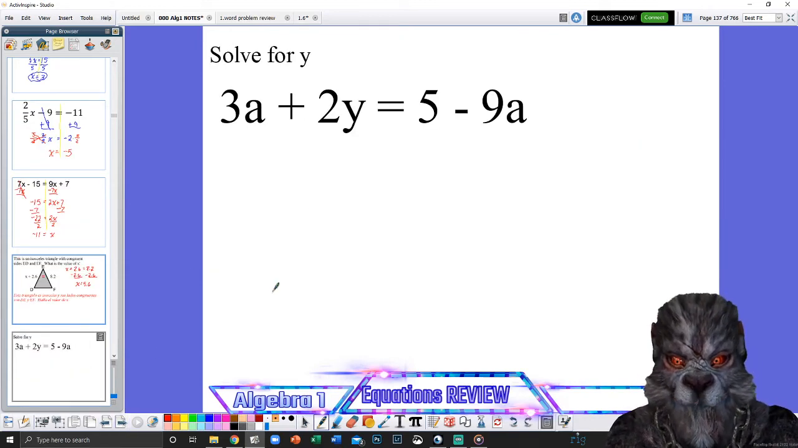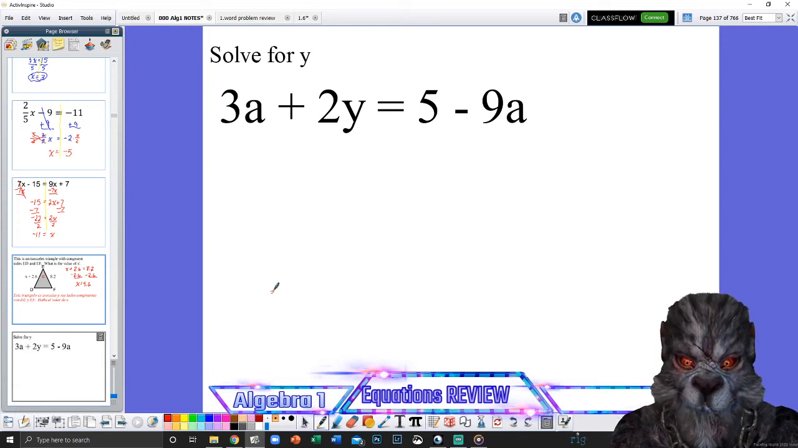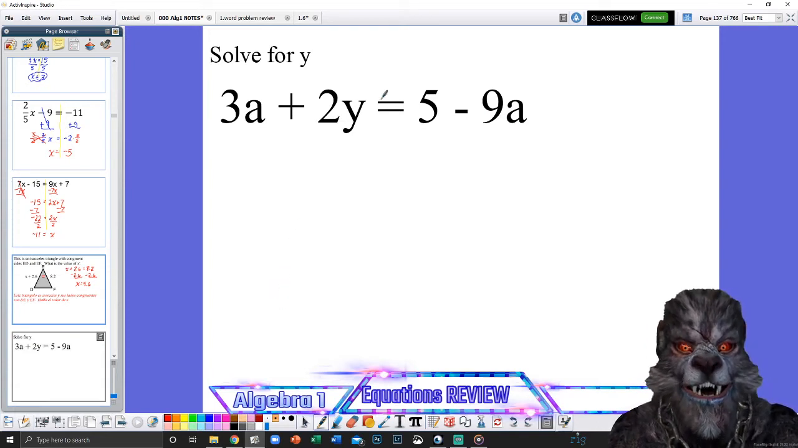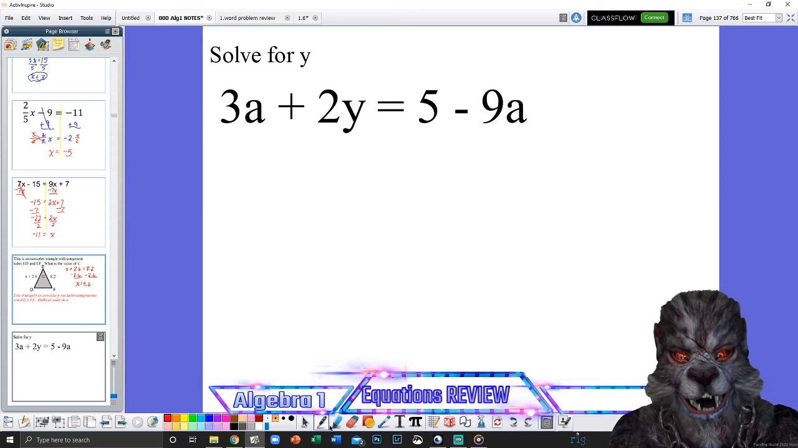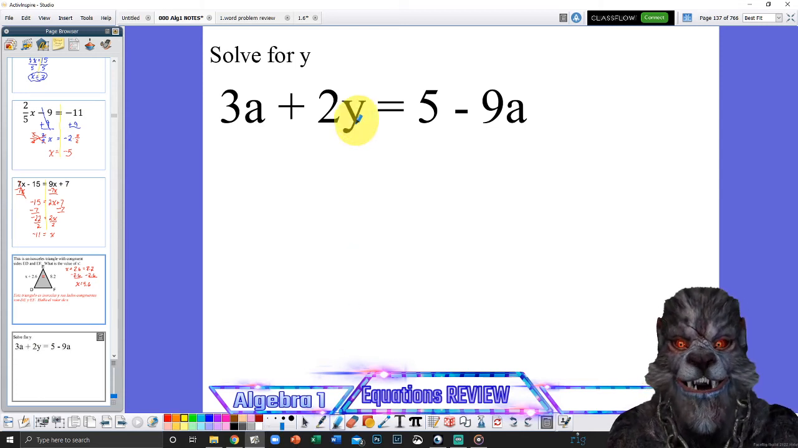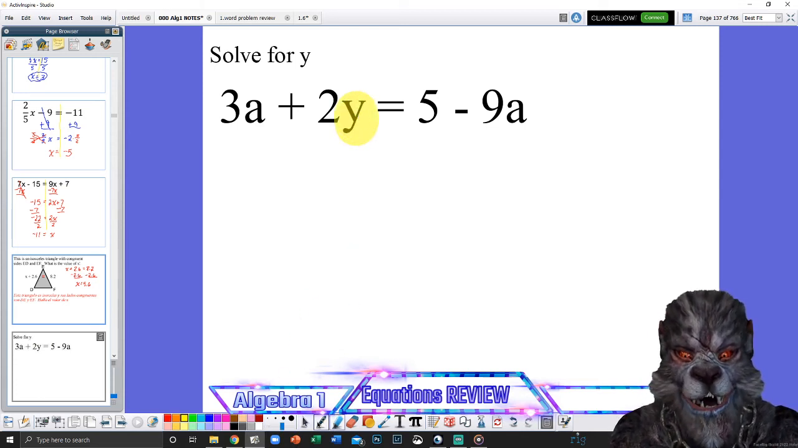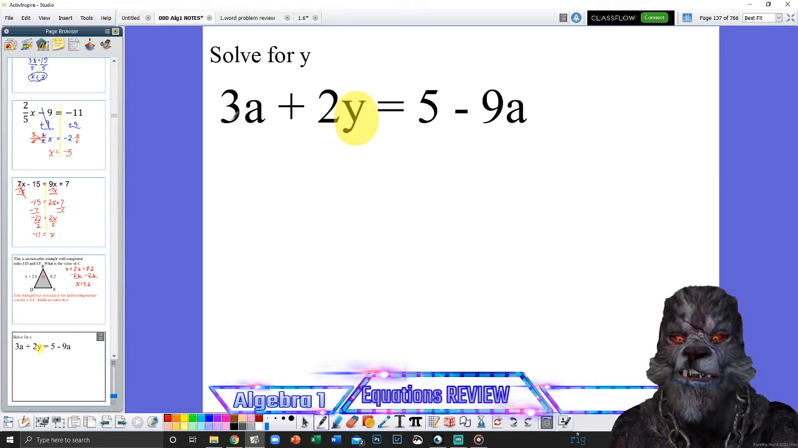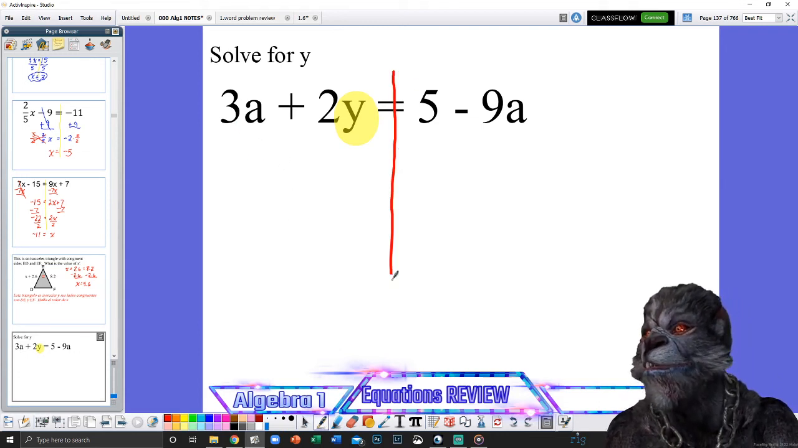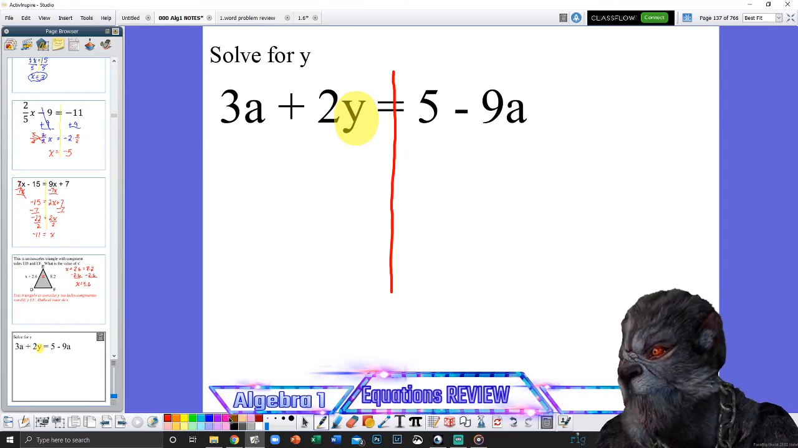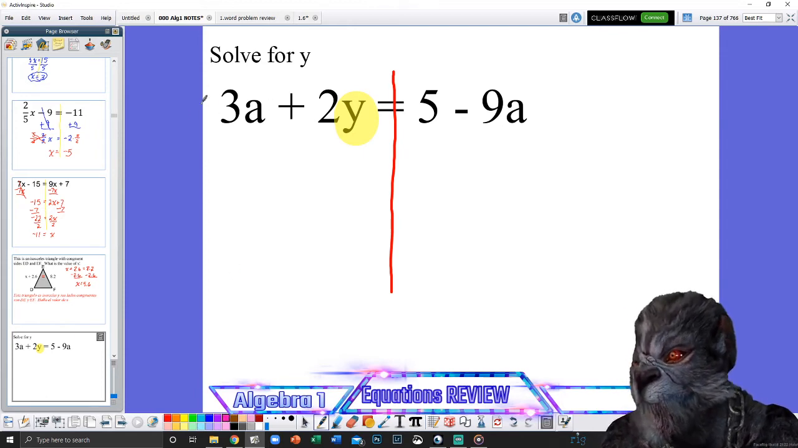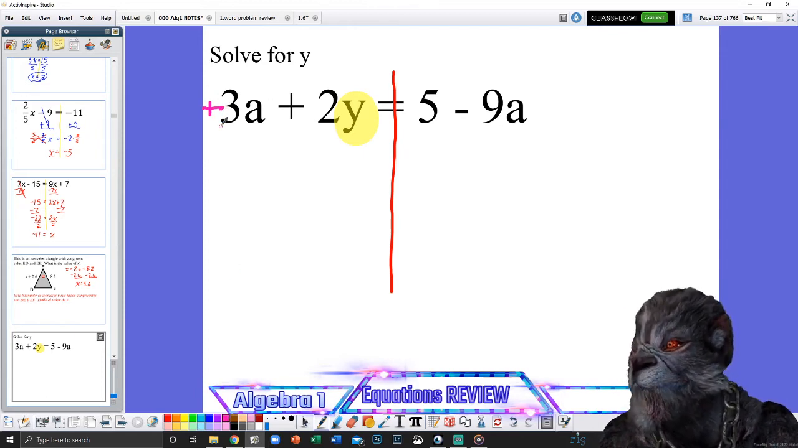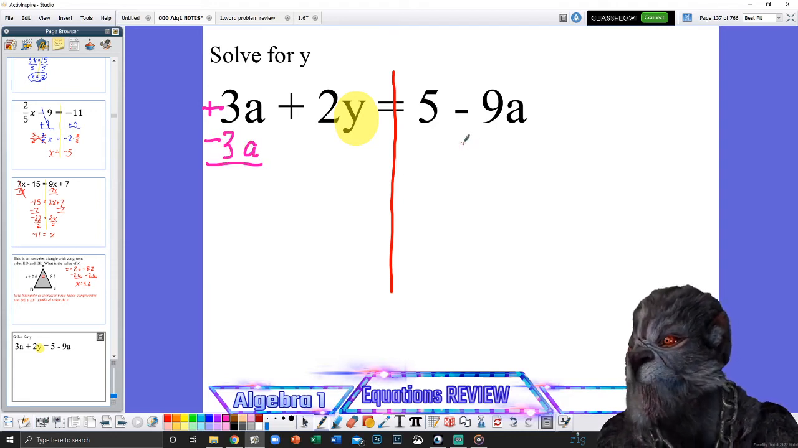Let's move on. This one we're going to solve for y. Now y is our friend. Y is right here, so let me draw that. There we go. This is to remind me not to kill the y. So 3a is on the same side as the y, and that means I need to move it to the other side. This was a positive 3a, so I'm going to do the opposite and minus 3a.